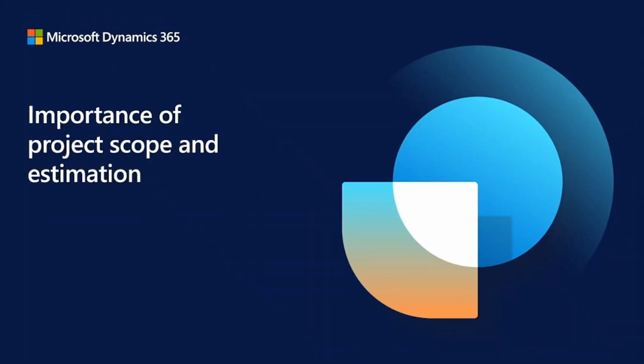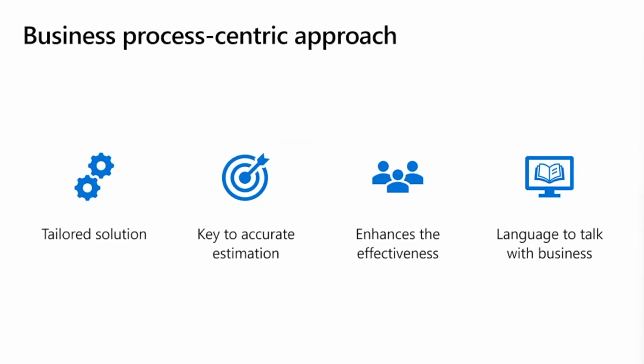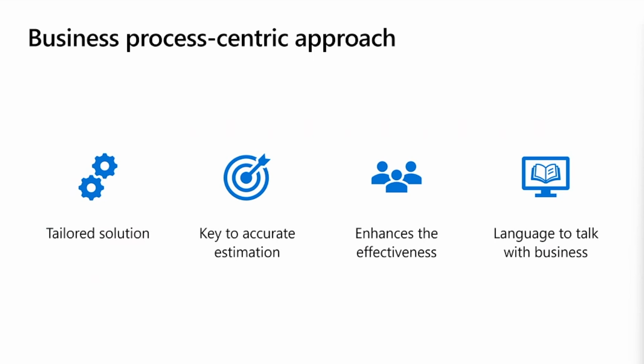So let's switch gears and talk about the importance of project scope and estimation in your project. There are many benefits to defining your scope and estimating your project clearly at the onset of your project. A clear project scope acts as the roadmap for the entire implementation process and helps to outline the specific goals, objectives, and deliverables for your specific project, while it also mitigates the risk of scope creep and helps ensure that your project will stay on track. Aligning the estimation process with the business processes that are in scope for your project will help ensure that your project delivers a tailored solution.